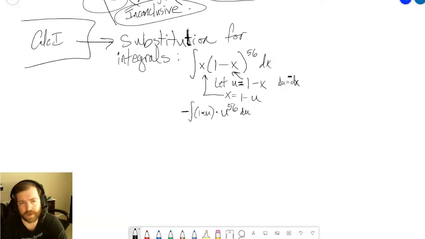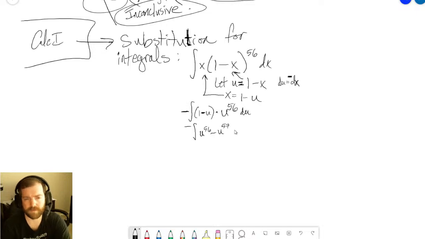and the negative u that are already there. So it's negative integral of u to the 56th minus u to the 57th du. And then we get this negative, so we can multiply that in. Get the integral of u to the 57th minus u to the 56th du.